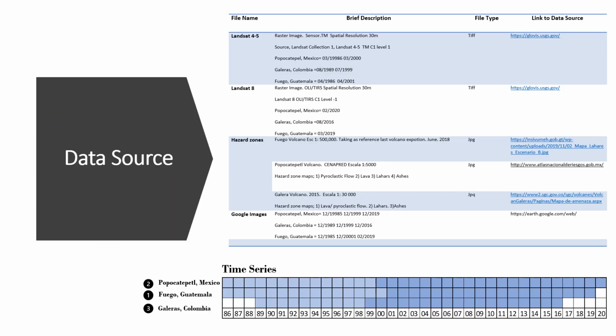For the data set, we have data collected from Landsat 4 and Landsat 5 from GloVis in US TIFF format. We have also Landsat 8 in TIFF format. We have the three hazard zones collected from the different governmental institutions from each country, and we have the Google images, which are going to be our reference images during our accuracy assessment. As you can see in the graphic in the lower side of the slide, you will find the different time ranges of selection and collection of data.